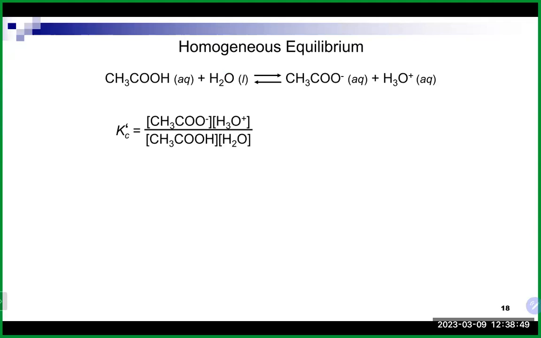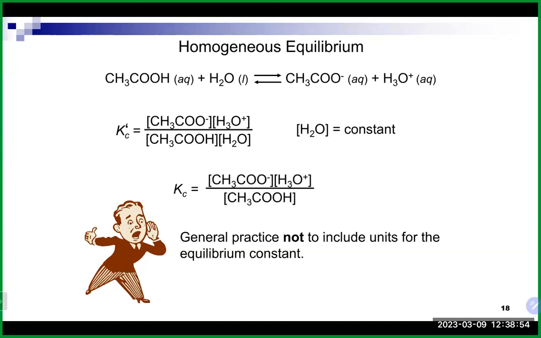So for a homogeneous equilibrium, like for example here, acetic acid dissociating to acetate and a little hydronium ion, if we were to write our equilibrium expression, we would do our products over our reactants. As I just mentioned, water is going to have a pretty constant concentration throughout the whole thing. It's not going to really change all that much, so we typically do not include it here.